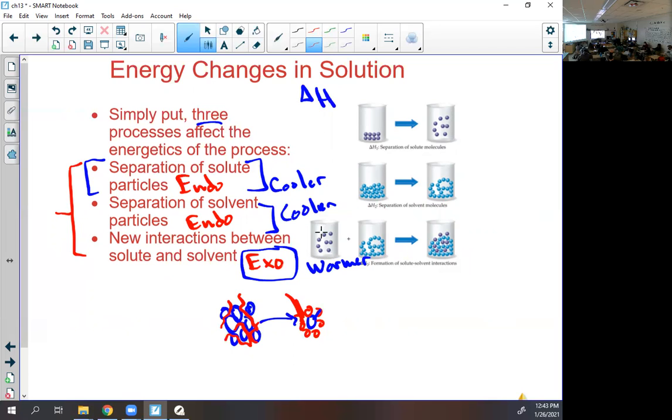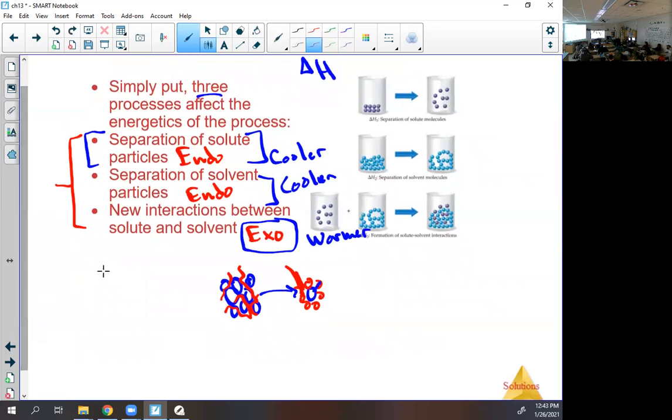But the combination of these three things will tell us if the overall process is endo or exothermic. Because when I put salt in water, it cools the water. Now, you might think, well, why does it melt? But that's a completely different story, which we will learn about in a day. Technically, putting salt in water causes its temperature to go down a little. Almost nothing for salt.